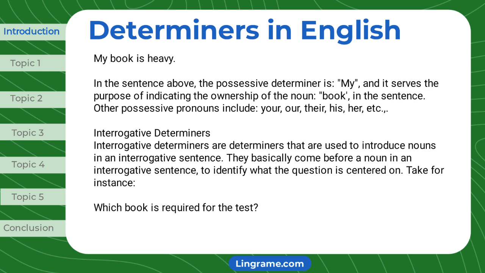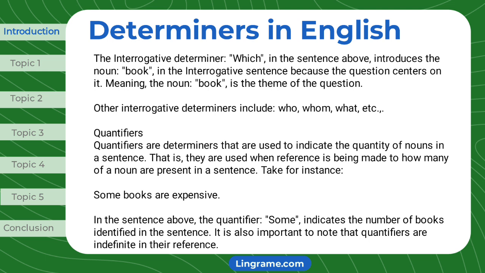Interrogative determiners. Interrogative determiners are determiners that are used to introduce nouns in an interrogative sentence. They basically come before a noun in an interrogative sentence to identify what the question is centered on. Take for instance, which book is required for the test? The interrogative determiner, which, in the sentence above, introduces the noun, book, in the interrogative sentence because the question centers on it. Meaning, the noun, book, is the theme of the question. Other interrogative determiners include who, whom, what, etc.